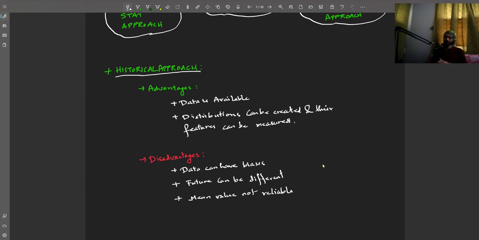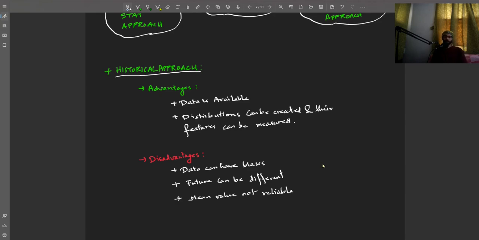Let's say you want to create a daily closing price series of a certain stock market index. That data can be available for the previous 10 years, 30 years or even 50 years or more, right? So that kind of data you can analyze and you can create a distribution and then measure its features. What is its mean? What is its volatility? What is the variance? What are the standard deviations? All these things you can do.